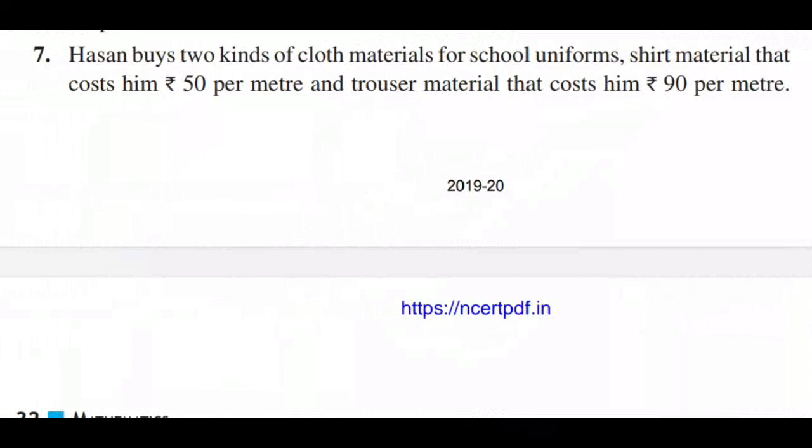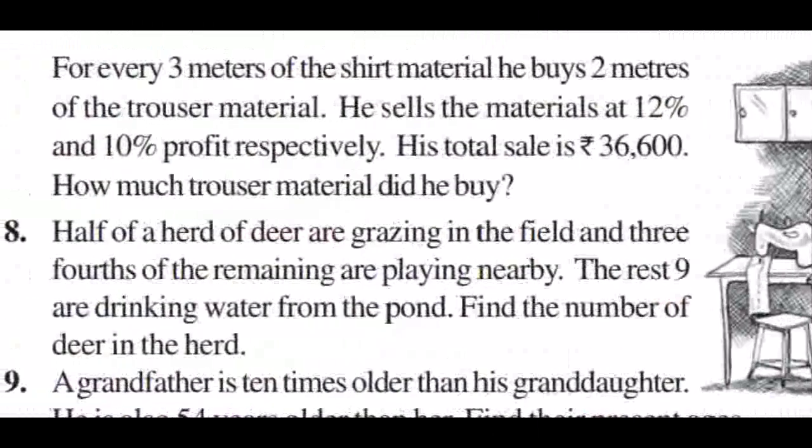Question number 7 is: Hassan buys two kinds of cloth materials for school uniforms. Shirt material costs rupees 50 and trouser material costs rupees 90 per meter. For every 3 meters of shirt material, he buys 2 meters of trouser material. He sells the material at a 12% and 10% profit respectively. His total sale is rupees 36,600. How much trouser material did he buy?